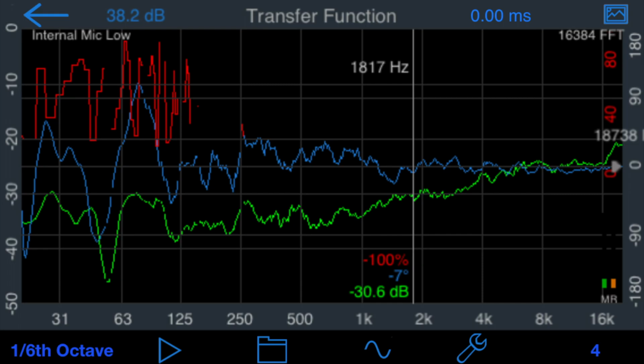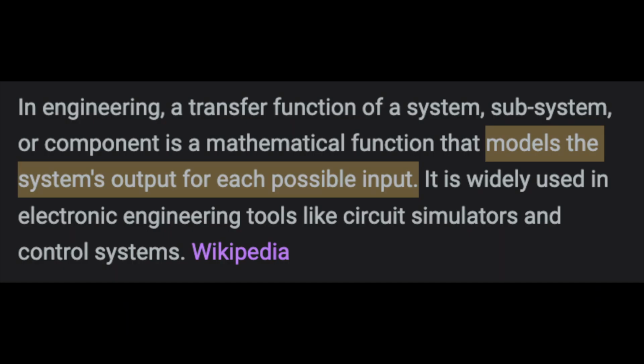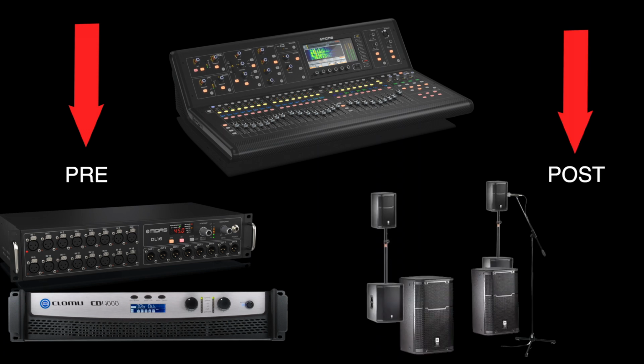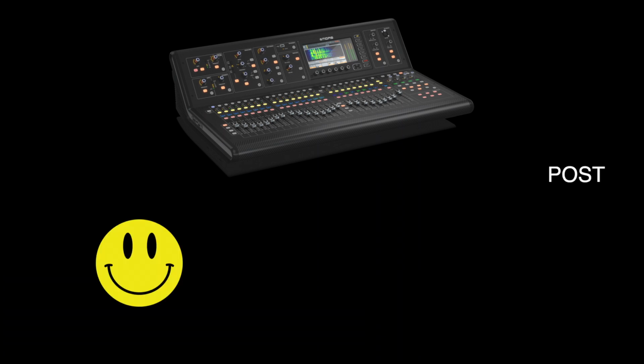If you really want to get in the weeds here, go read the manual, but essentially a transfer function is looking at each possible output for each of our inputs. In my case, I'm looking after system processing and after it hits the measurement mic capsule. Are we getting out exactly what we're putting in or not?